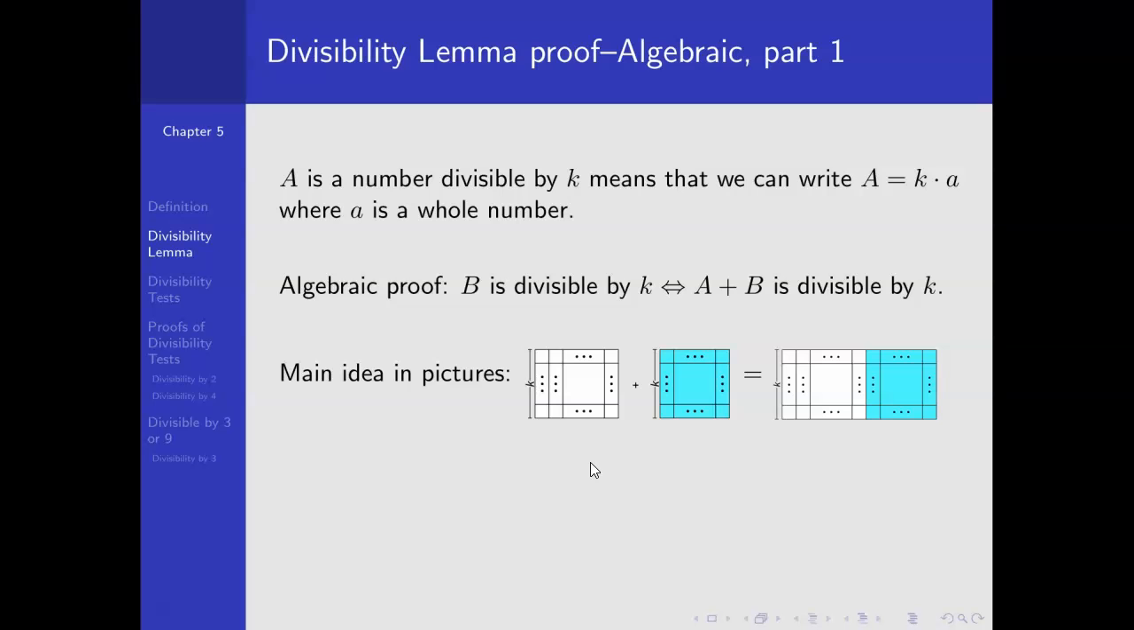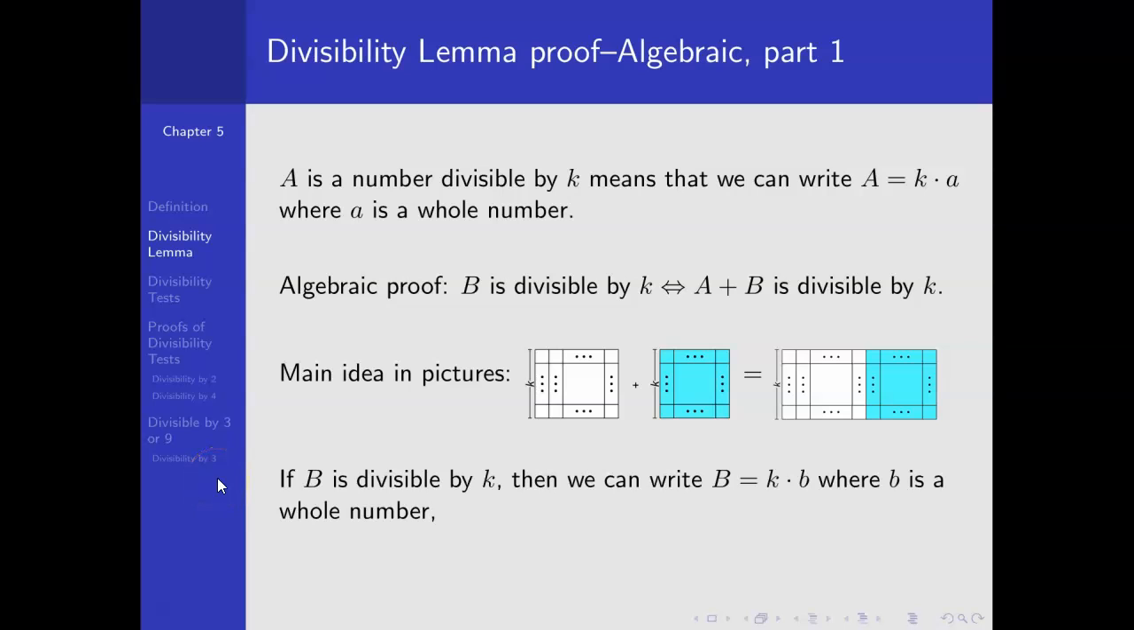So algebraically, we're trying to show that if a is a multiple of k and b is a multiple of k, then when we put them together, we still have a multiple of k. So if b is divisible by k, that means we can write b as k times little b, where little b is a whole number. So notice we're doing some association here to try and keep track of things. We have capital A and lowercase a, we have capital B and lowercase b.